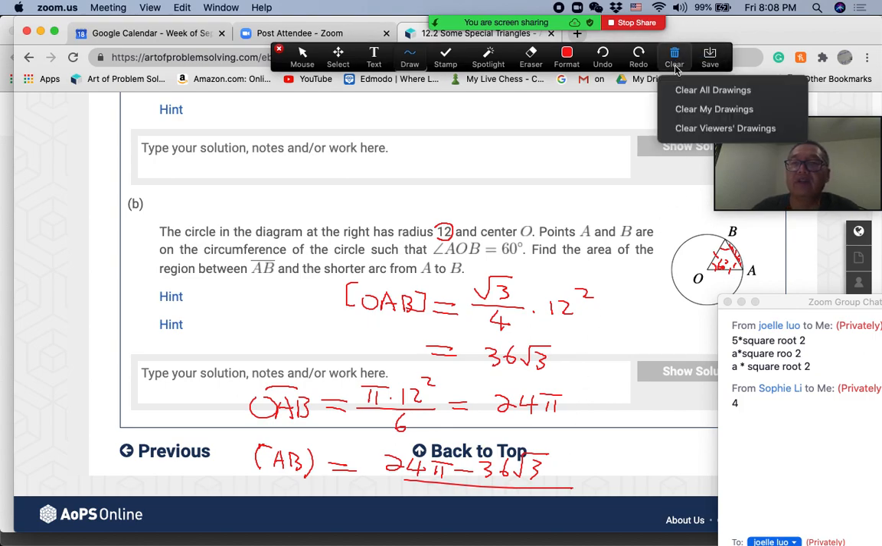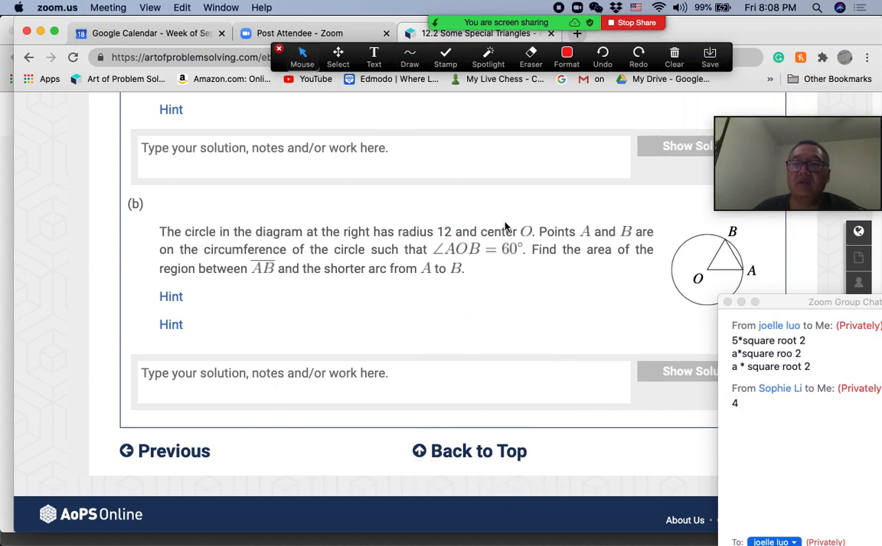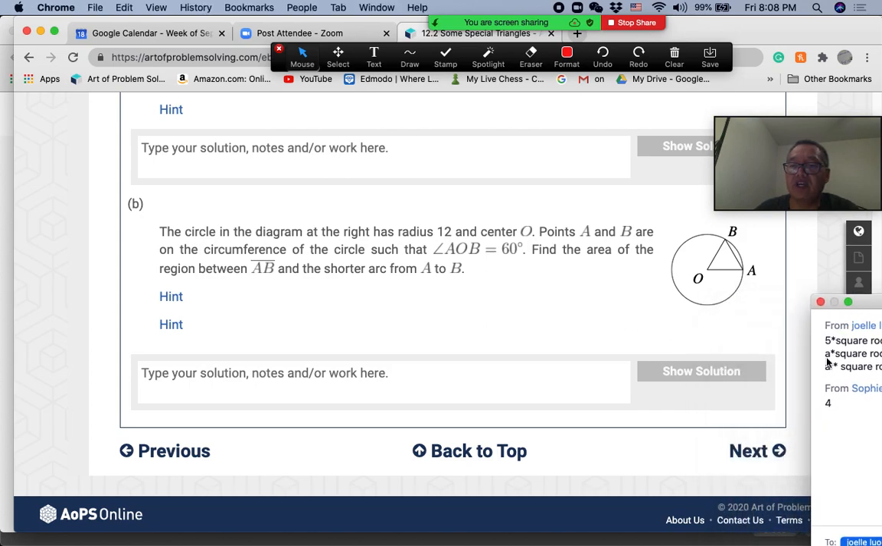So this problem looks hard, but actually it's not hard at all. You need to just keep trying.